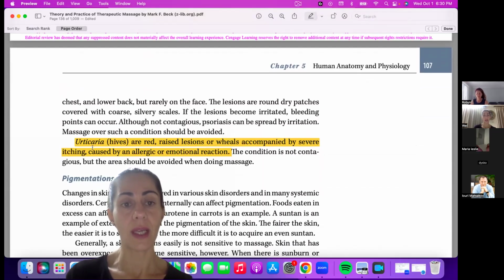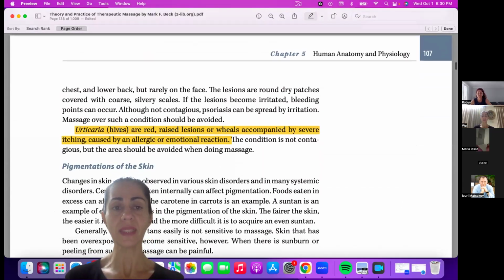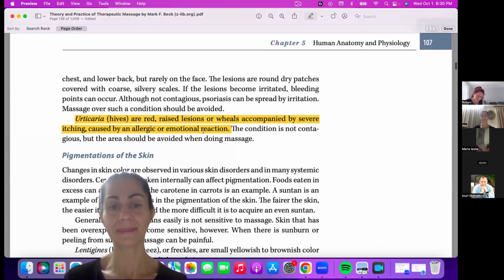Then you have hives, which cause urticaria, if I even said that right. It doesn't matter, it's hives. They are red and raised, wheals accompanied by severe itchiness, and are an allergic and emotional reaction.